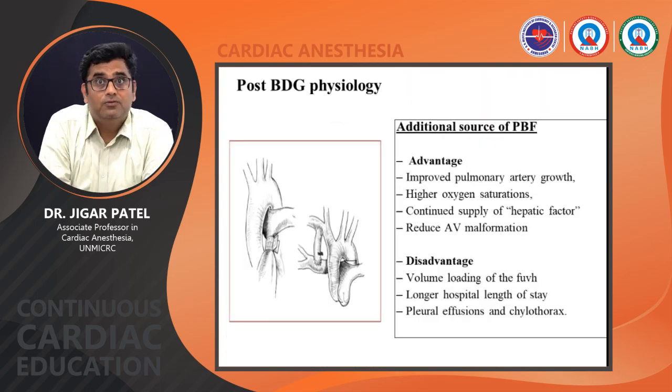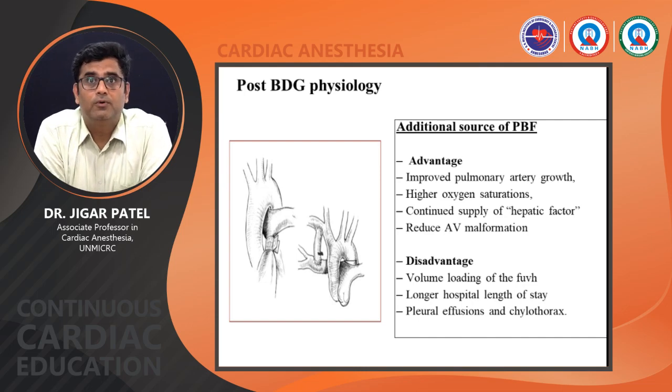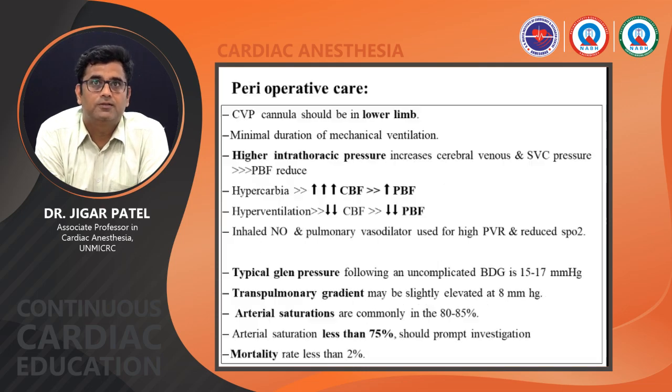Another strategy to increase pulmonary blood flow is to open this shunt or partial banding of the pulmonary artery. So it will improve pulmonary blood flow, increase pulmonary artery growth and improve oxygen saturation in the patient, and it will provide continuous supply of hepatic factor, and it will lead to reduction of AV malformation. But it has some disadvantages like volume loading of the heart. Higher Glenn pressure leads to longer hospital stay, pleural effusion and chylothorax.